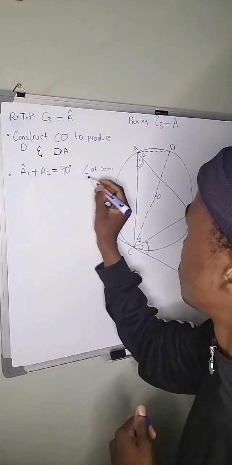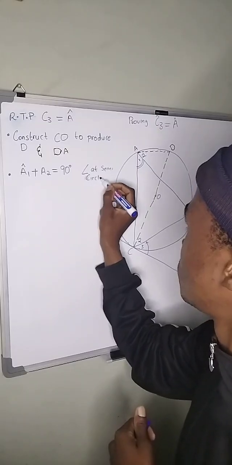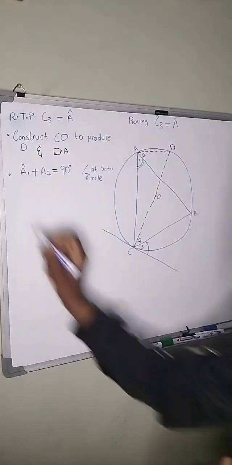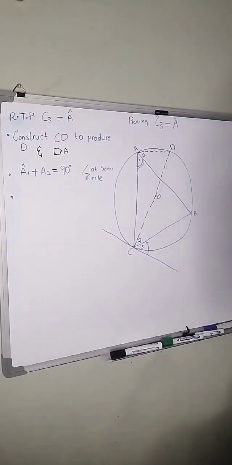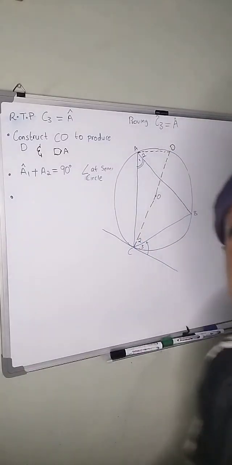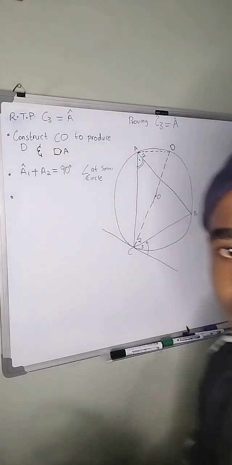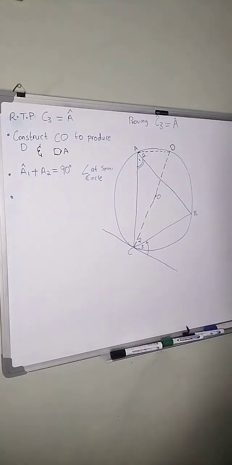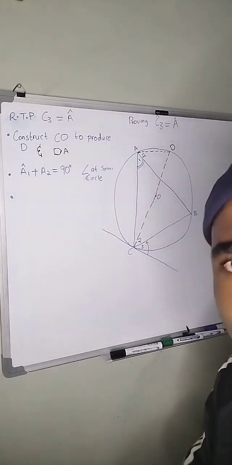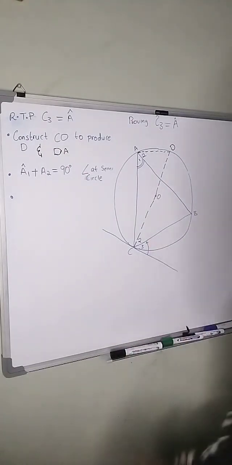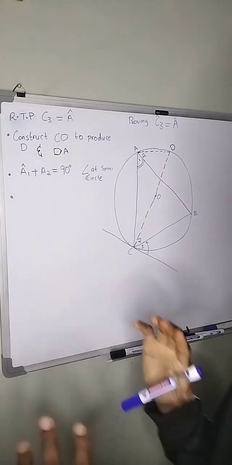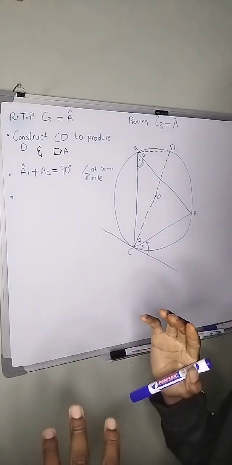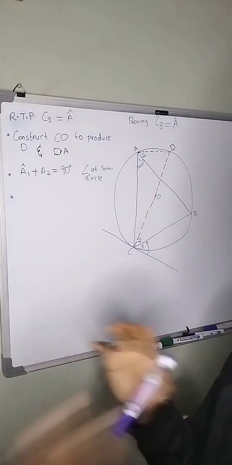Semicircle, yes. Again, what is the next statement that I'm going to get? You're the ones who are supposed to see it. What about C2 and C3? What's going on with C2 and C3? What do we have on C2 and C3?